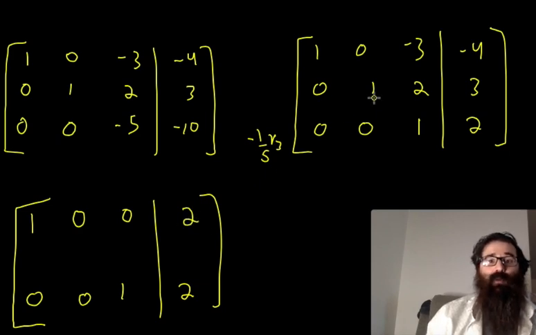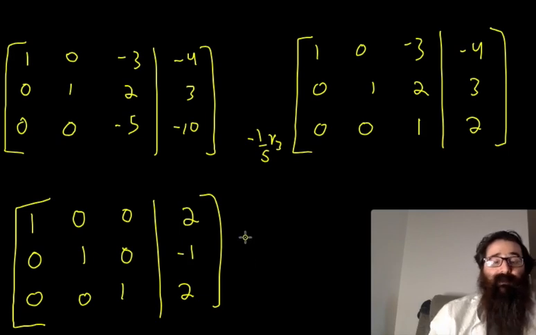And then I can work in row 2 as well. So I get 0 minus 2 times 0 gives me 0. 1 minus 2 times 0 gives me 1. But then here 2 minus 2 times 1 gives me that new 0 that I wanted. And 3 minus 2 times 2, that's 3 minus 4, gives me negative 1.